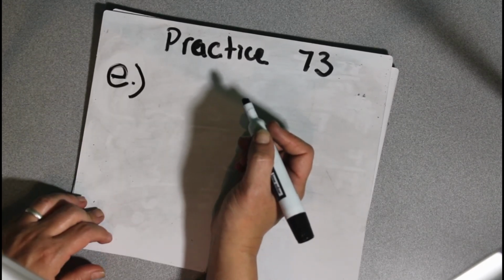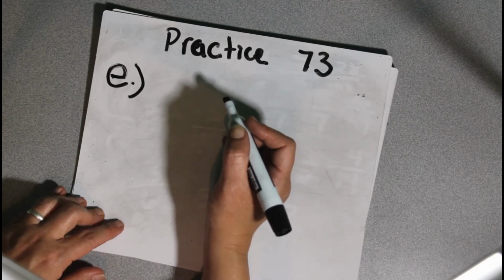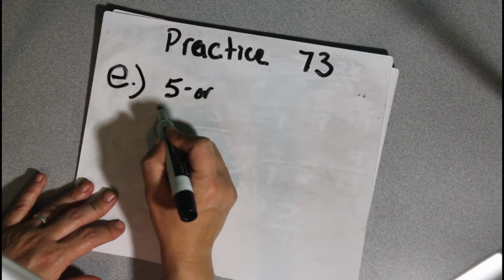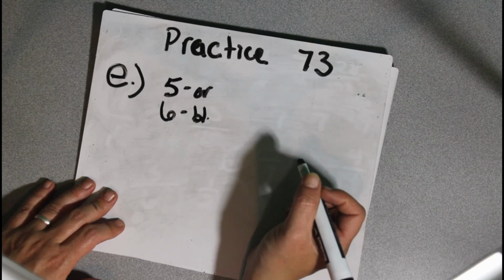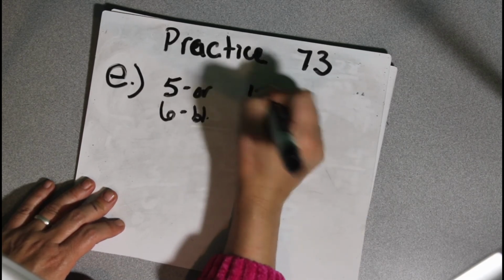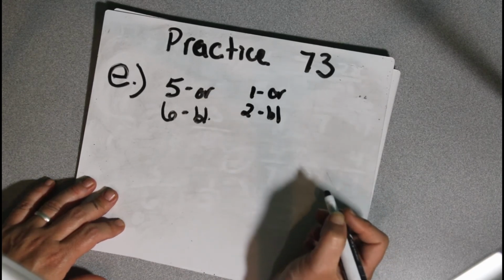All right, and it says, an urn contains 5 orange marbles and 6 blue marbles. 5 are orange and 6 are blue. Okay. 2 marbles are drawn at random. What is the probability that the first marble is orange and the second marble is blue? So 1 is going to be orange and 2 is going to be blue.